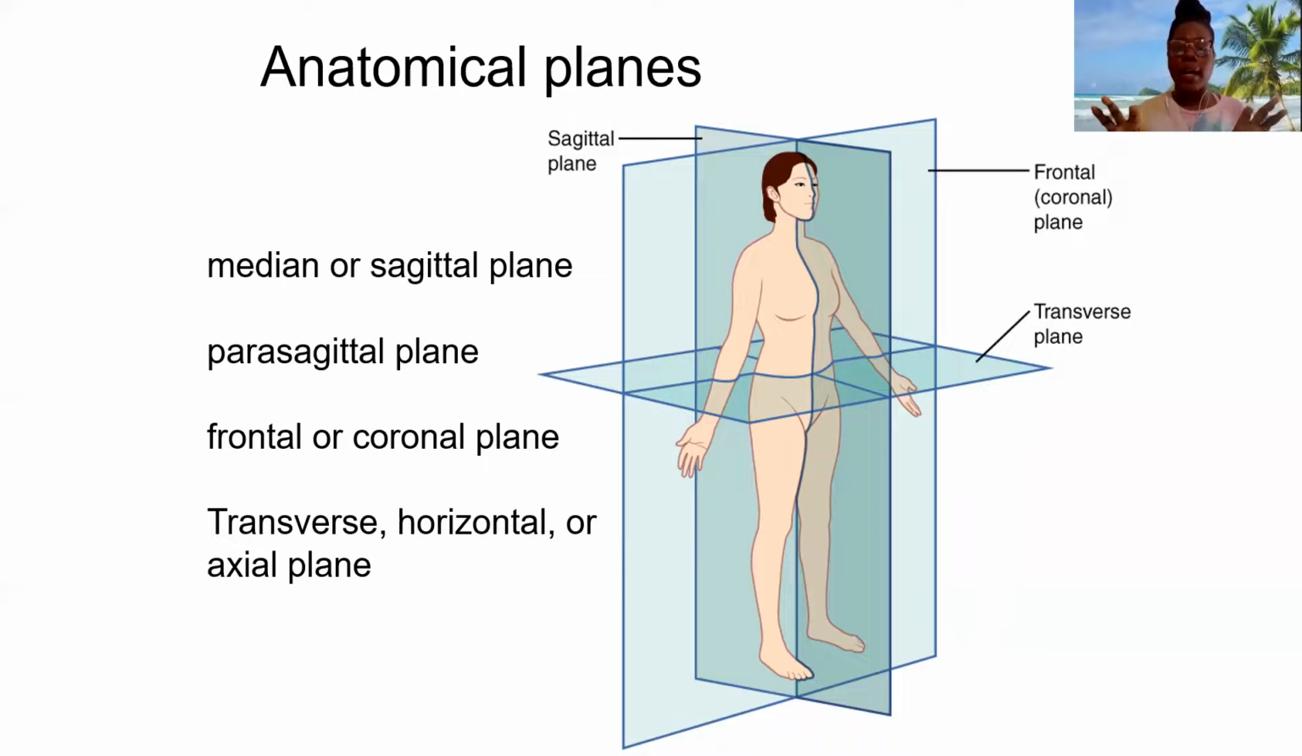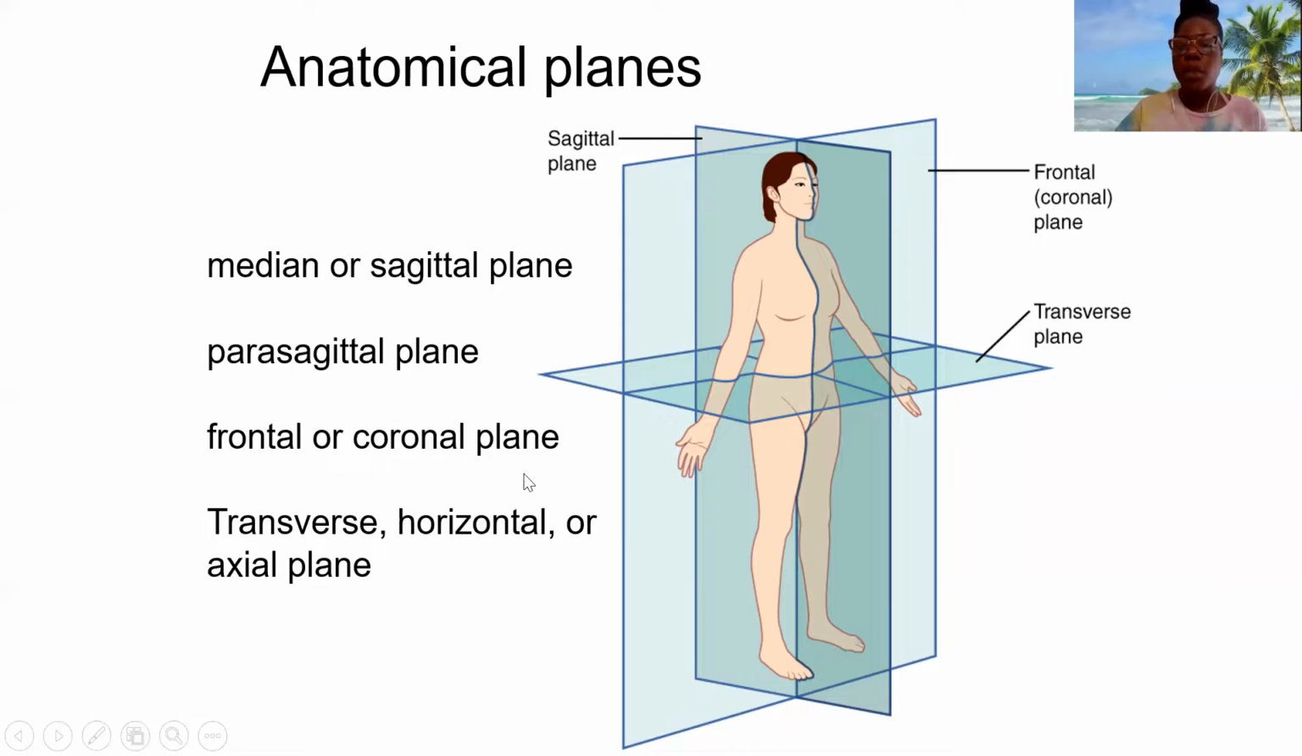They're also dividing the body into left and right, but only a median plane is going to be dividing the body into equal halves because it's going right down the middle of the body. And so that's going to be a median or a sagittal or paramedian plane. A parasagittal plane is going to be similar to a paramedian plane, again, not necessarily down the middle, but on either side of that midline plane.